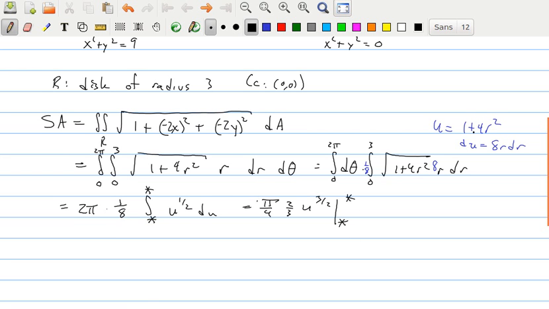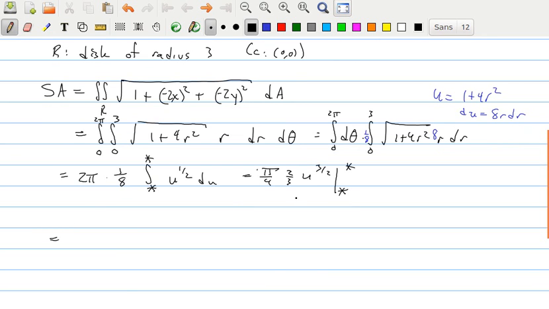Then let's plug this back in for u. If we reduce these, we get pi over 6 times 1 plus 4r squared to the 3/2. Now, since we're back in terms of r, we can plug in our r limits, 0 and 3. This gives us pi over 6 times, if we plug 3 in, 3 squared is 9, times 4 is 36, plus 1 is 37. So we've got 37 to the 3/2 minus, if we plug 0 in, 1 to the 3/2, which is 1. And so this gives us a surface area, but we had to go to polar coordinates.